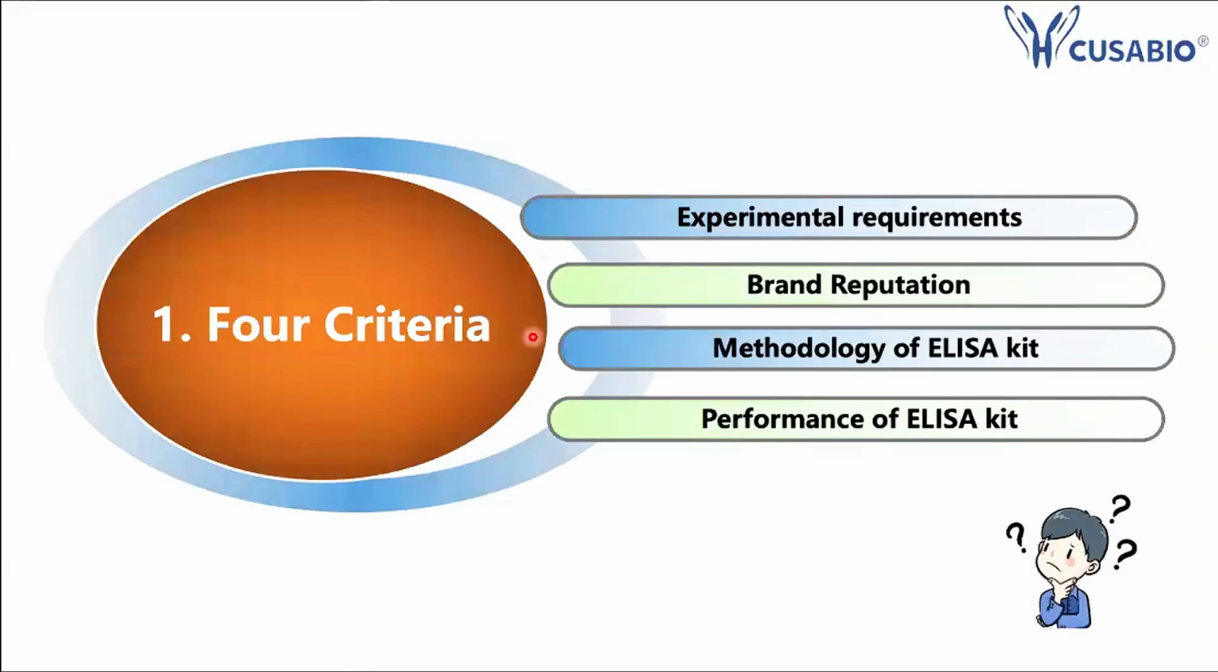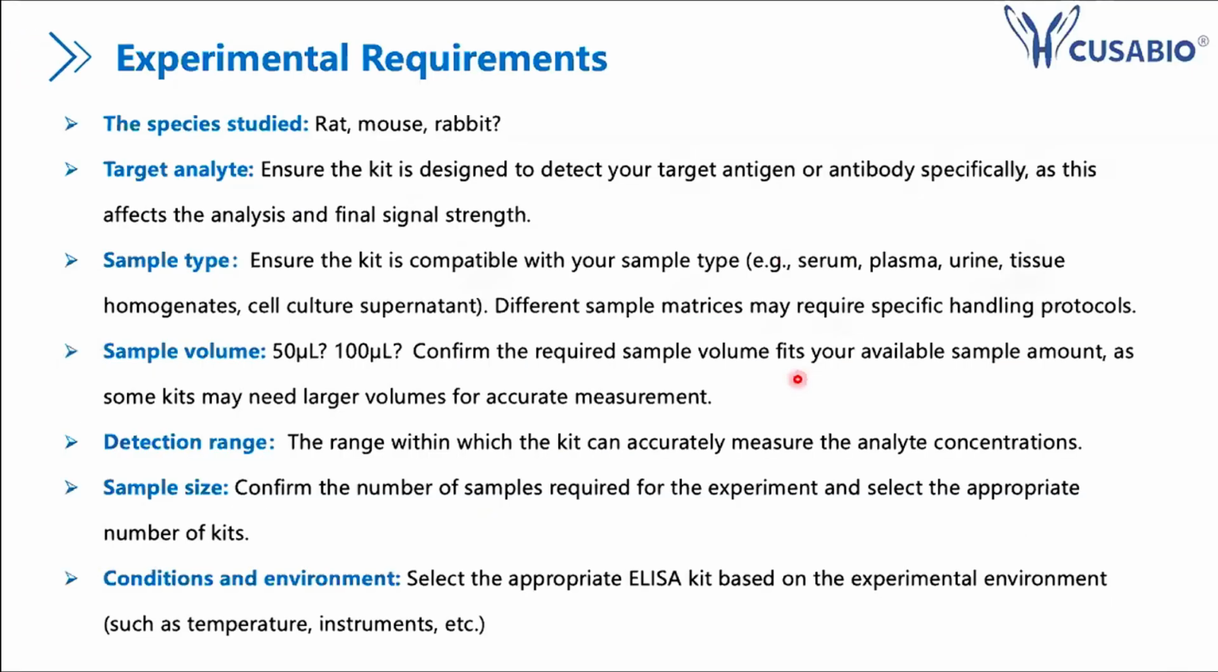Here are the four criteria that I think are important to choose the proper ELISA kit. Basically, experimental requirement, brand reputation, and methodology of the ELISA kit. And then the last will be some QC parameters related to the ELISA kit. The first is the experimental requirement.